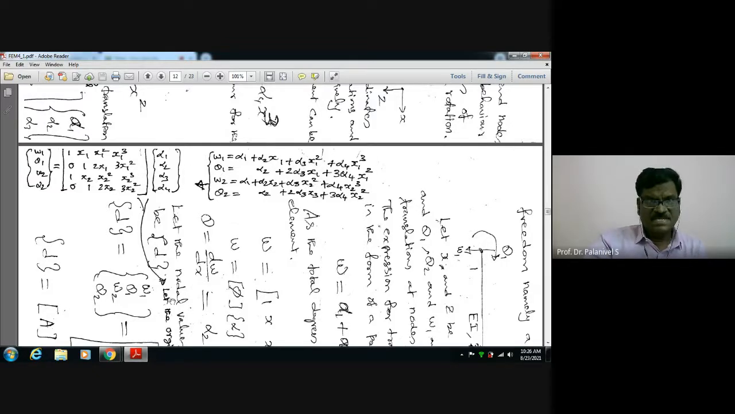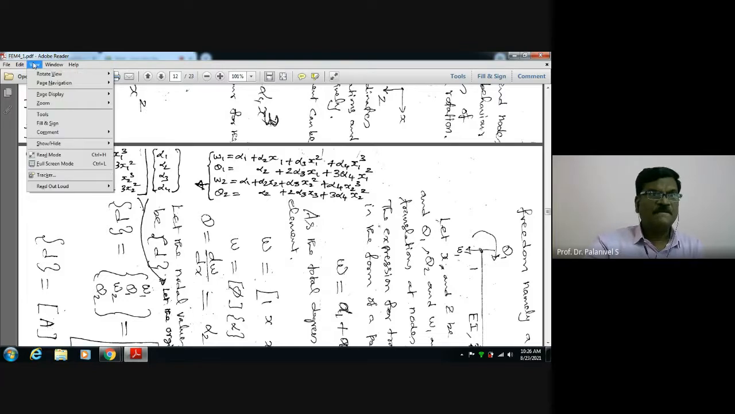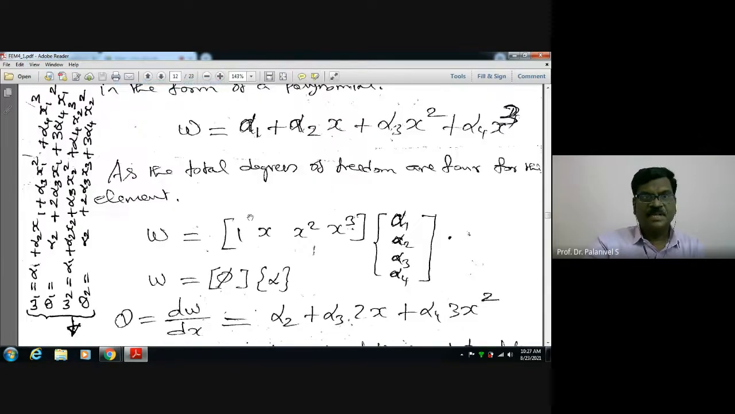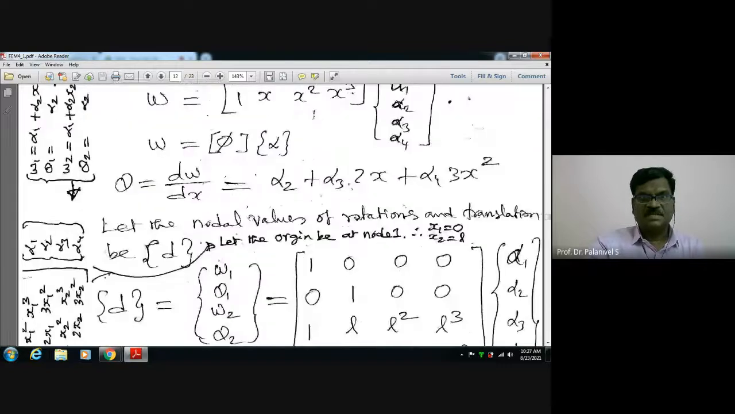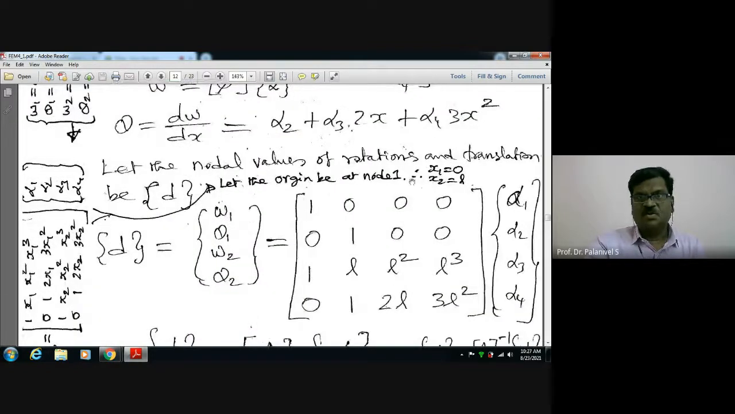For simplification, let the origin be at node 1. It means what is the value of x1 at node 1? If you choose the origin at node 1, x1 is 0. What is x2? L. In that I substitute for simplification. Therefore, x1 equals 0, x2 equals L.